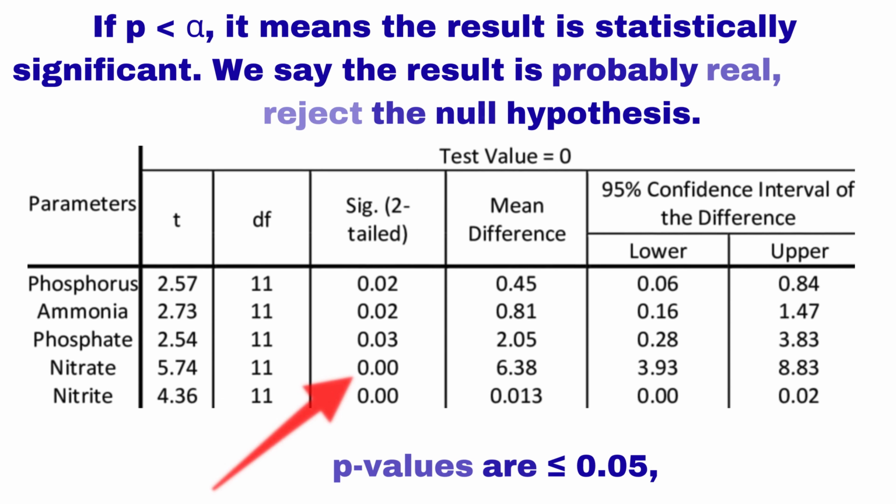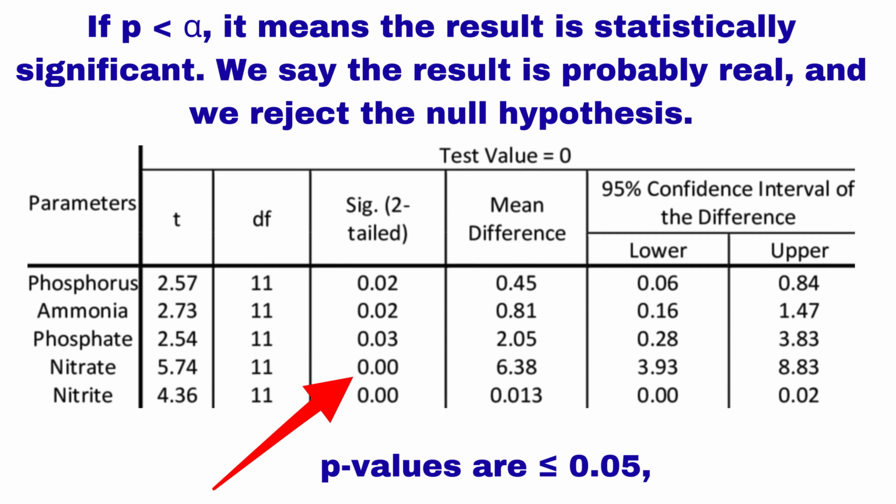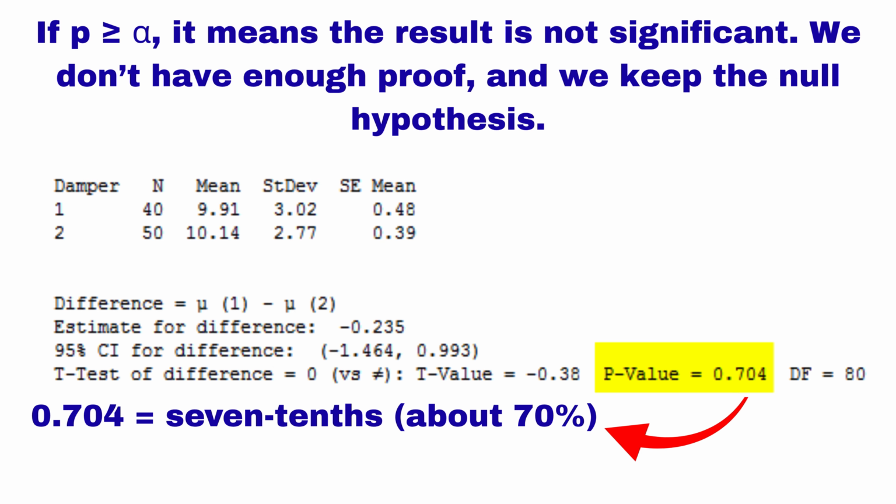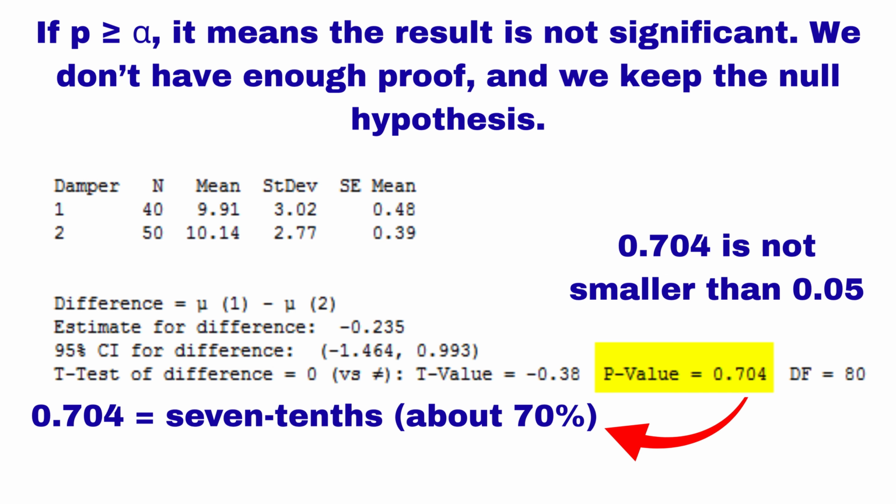Here's how it works in simple words. If the p-value is smaller than the alpha value, it means the result is statistically significant. We say the result is probably real, and we reject the null hypothesis. If the p-value is equal to or greater than the alpha value, it means the result is not significant. We don't have enough proof, and we keep the null hypothesis.